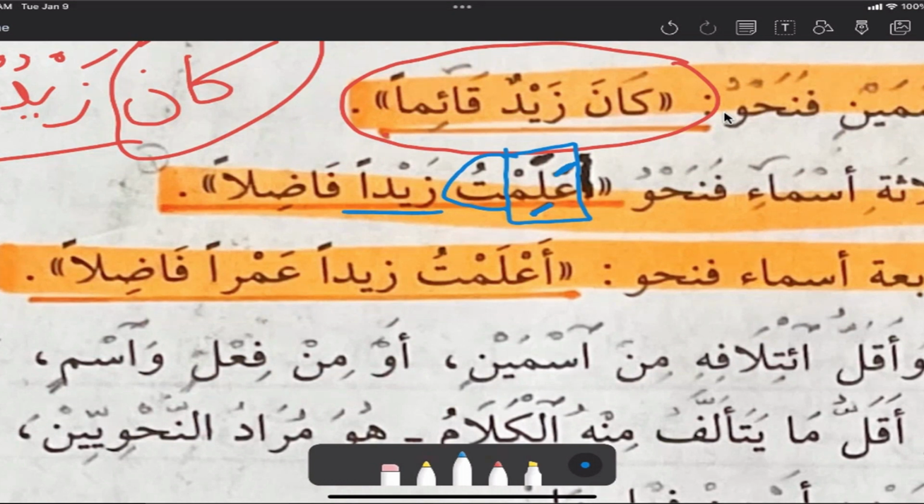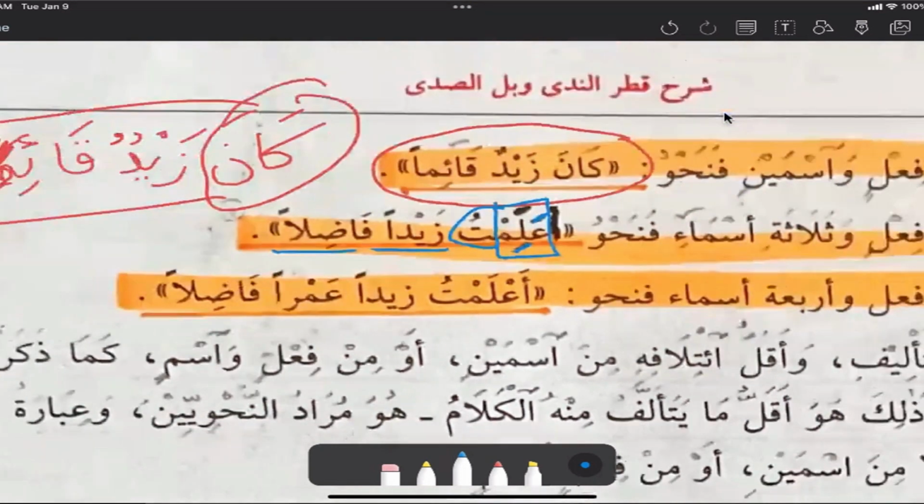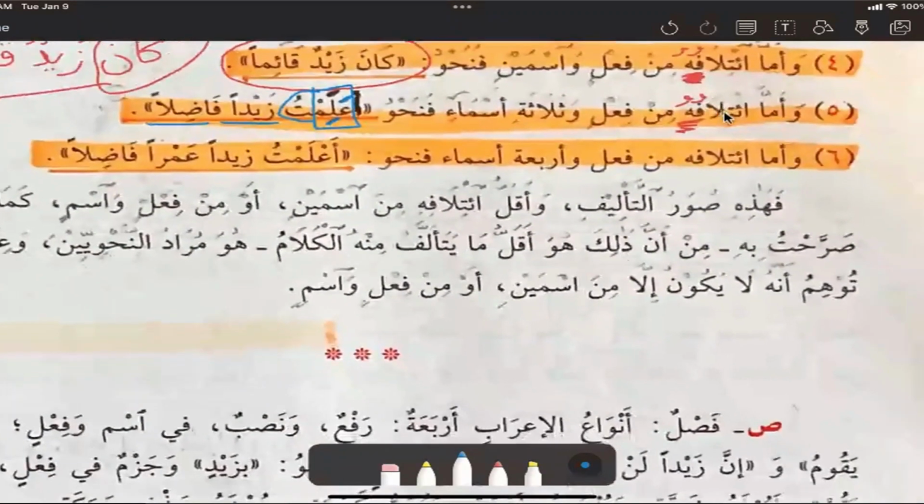Without that second nominal, even if you just say alimtu, it's not informative yet. Zaydan, I knew Zayd, it's not yet informative. Fadilan, as meritorious. I knew Zayd as meritorious. How that's not complete, when we come to that chapter, we'll talk about it, inshallah, because of the type of verb that is. It needs all that extra to go with it.